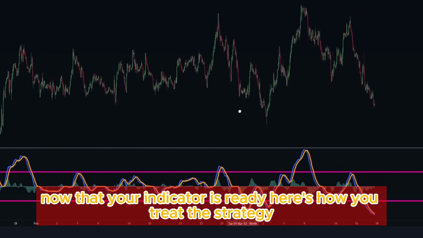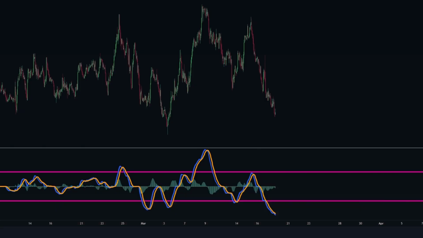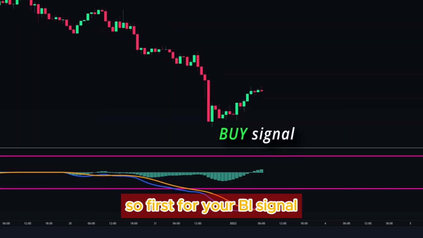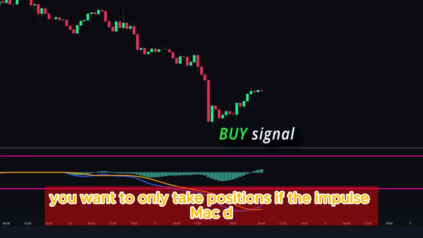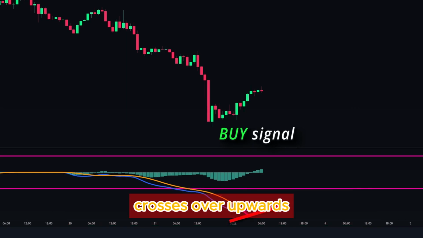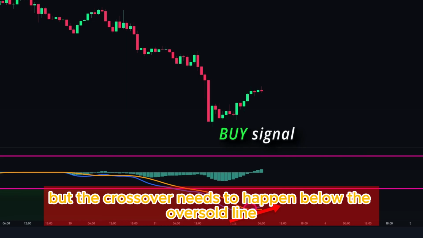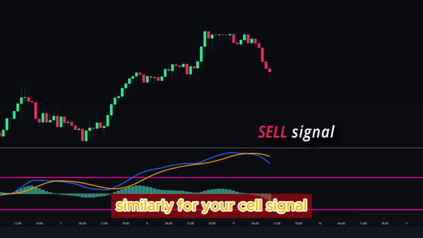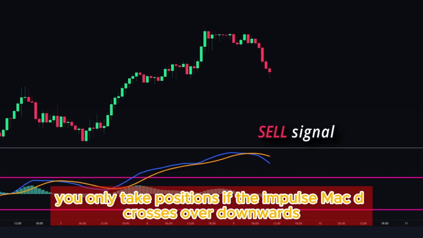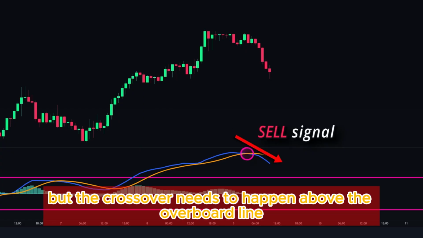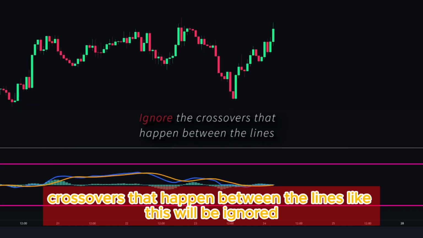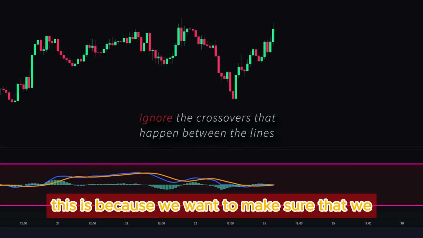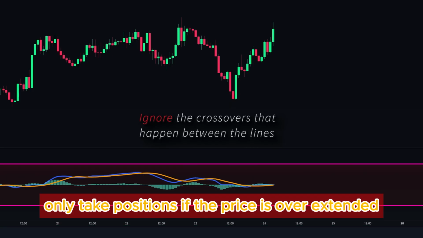Now that your indicator is ready, here's how you treat the strategy. So first, for your buy signal, you want to only take positions if the impulse MACD crosses over upwards, but the crossover needs to happen below the oversold line. Similarly, for your sell signal, you only take positions if the impulse MACD crosses over downwards, but the crossover needs to happen above the overbought line. Remember, crossovers that happen between the lines like this will be ignored. This is because we want to make sure that we only take positions if the price is overextended.